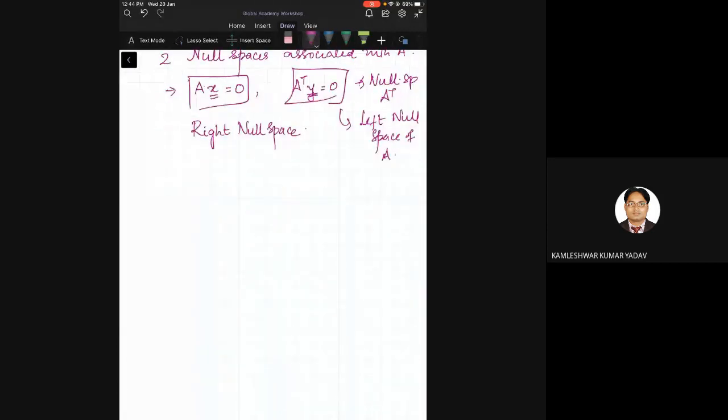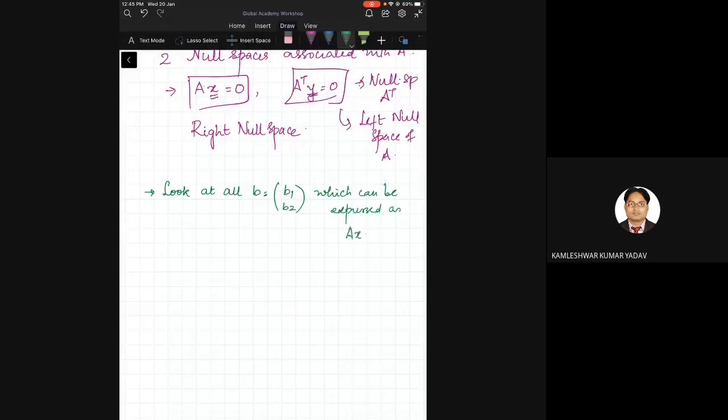Now I'm going to look at one more. What we did was put the right hand side 0 and look at the solution to Ax equal to 0. Instead of that, now I want to look at all b, b equal to b1, b2, which can be expressed as Ax. Is the question clear?